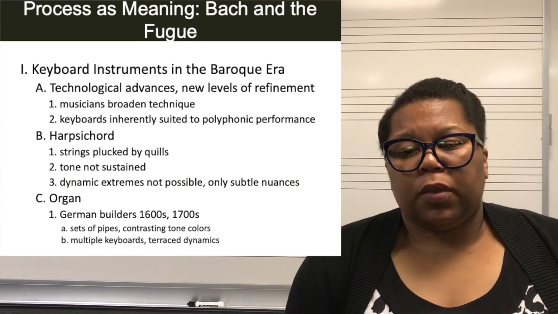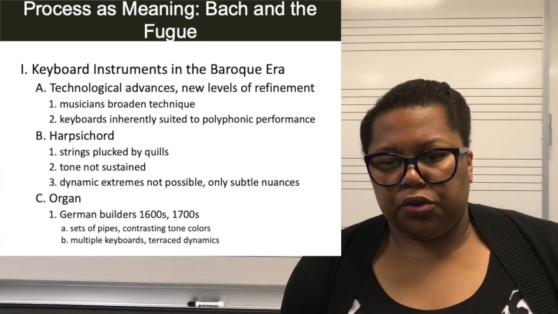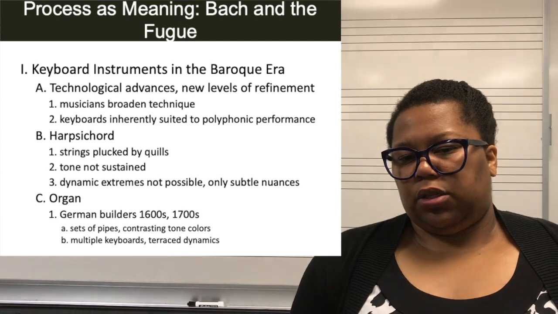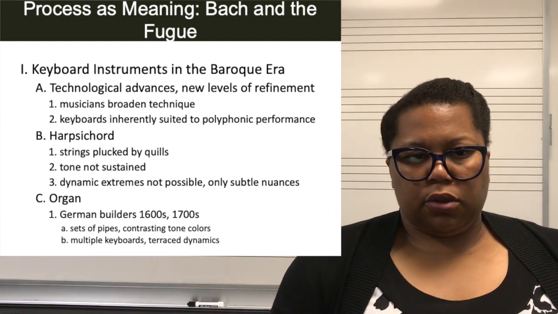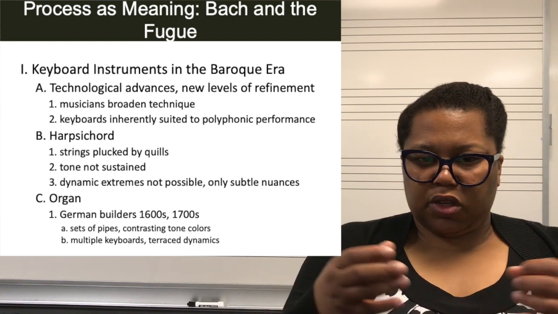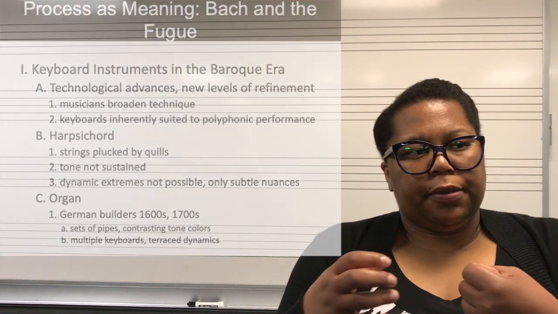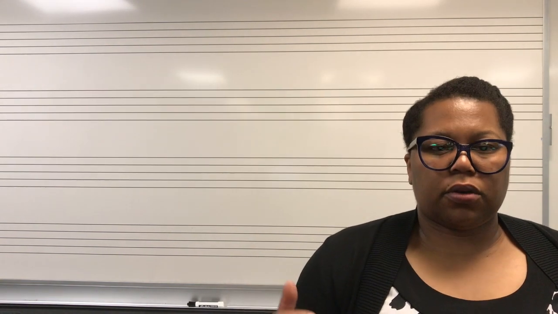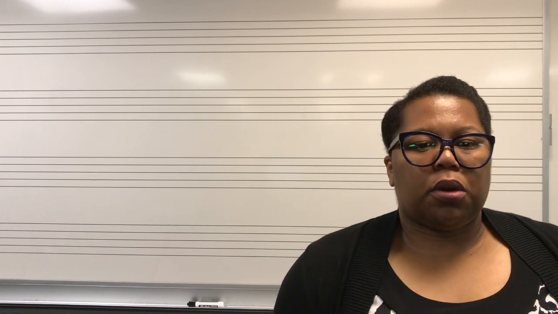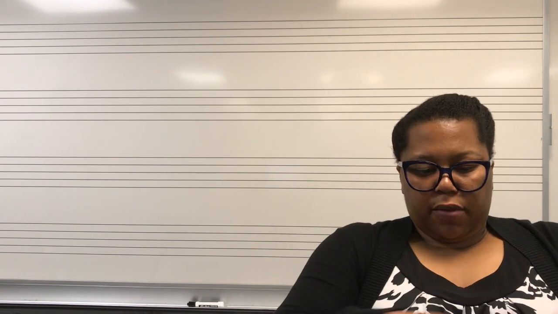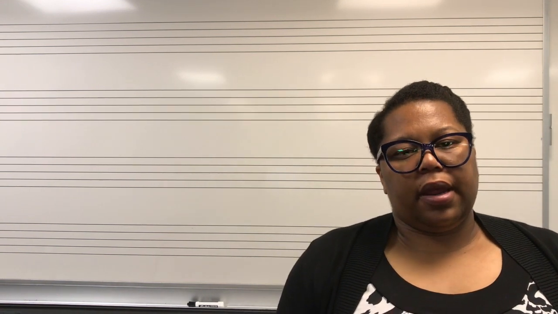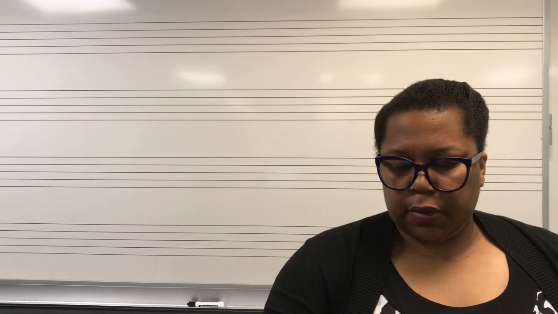Next, we have the organ. During the 1600s and 1700s, the German builders of these instruments used different sets of pipes to give contrasting tone colors. The larger the pipe, the lower the sound will be. The smaller or narrower the pipe, the higher the pitch would be. The combination of those different sizes could give you different tone colors. Also with the organ, we have multiple keyboards, meaning a lower keyboard, an upper keyboard, and even the foot has its own keyboard. Because of that, we can have different levels, terraced dynamics.